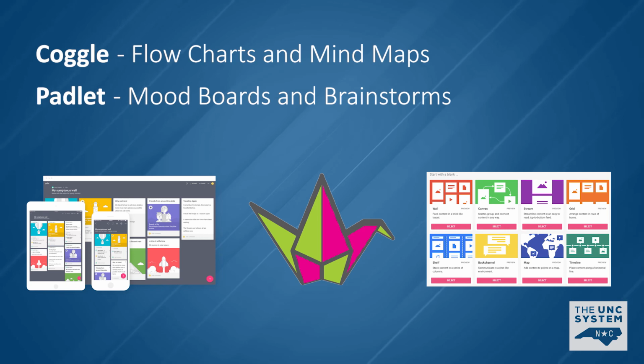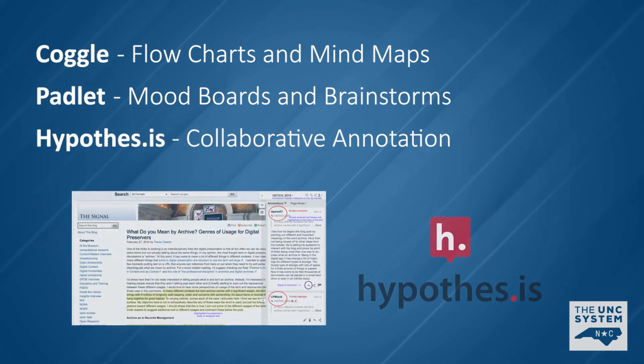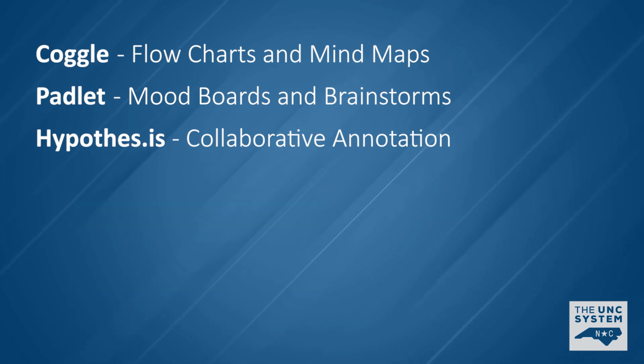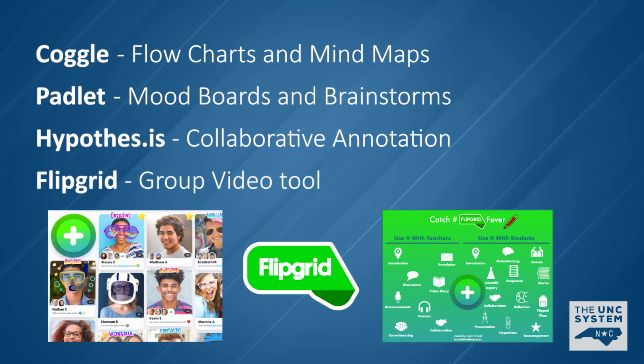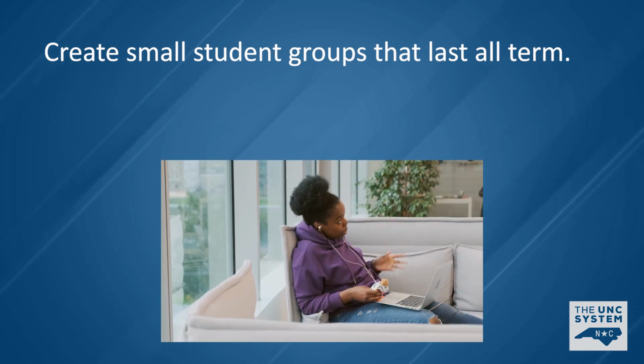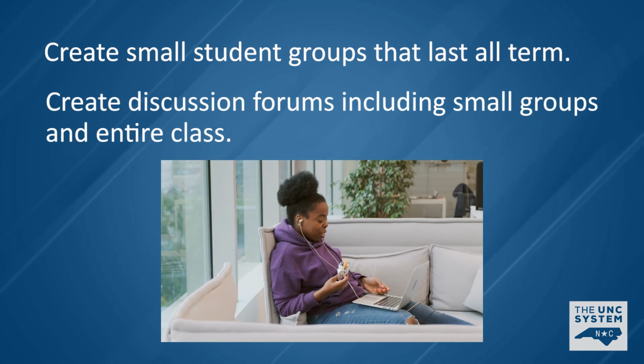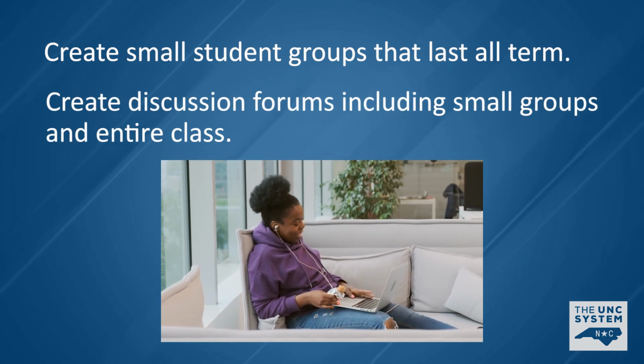Padlet, for example, lends itself to larger group brainstorm or storyboard projects, as do Coggle flowcharts. Hypothesis.is is an annotation tool that is also helpful for cultivating class chemistry. Have them create group videos in Flipgrid that illustrate specific sets of theories or concepts within a course module. Place students in small groups that last across the term to build support systems and community. Create discussion forums that alternate between small groups and the entire class.